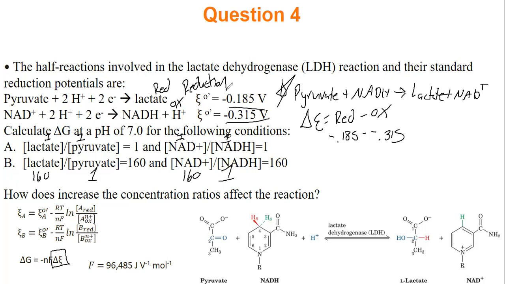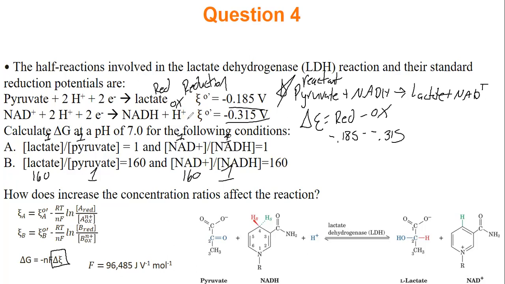So if pyruvate is being reduced, it should be a reactant. It is a reactant. If NAD+ is being reduced, it should be a reactant. But in our actual equation, it's not. It's a product. Therefore, when we're looking at the real chemistry, reaction 2 with NAD+ is actually opposite to what's going on in reality. So that means it must be being oxidized.